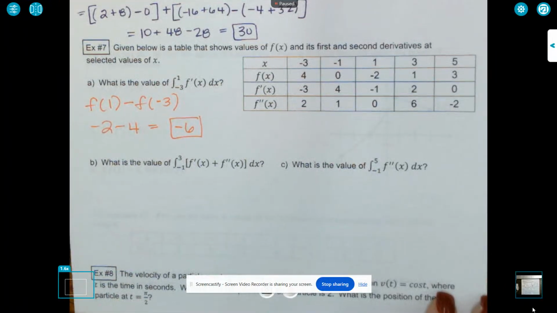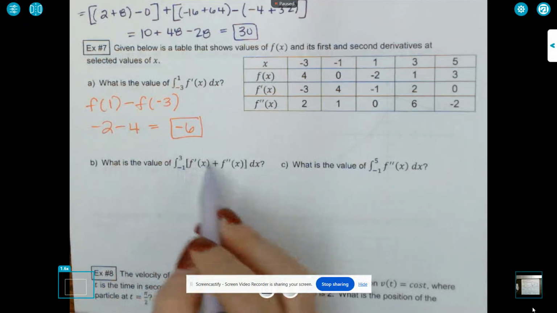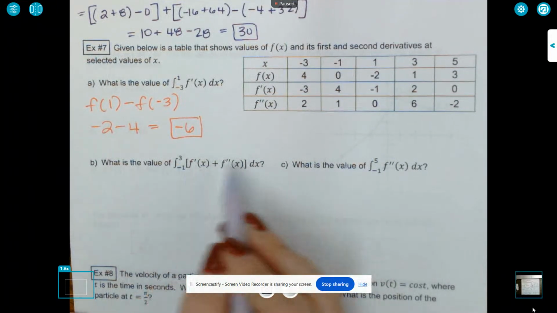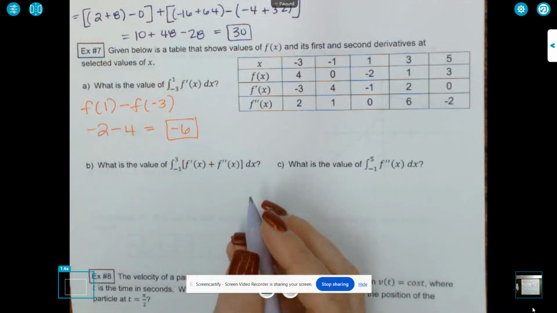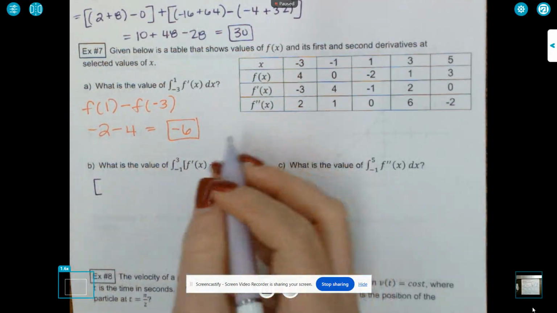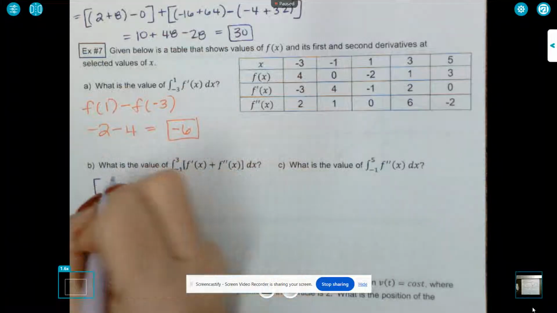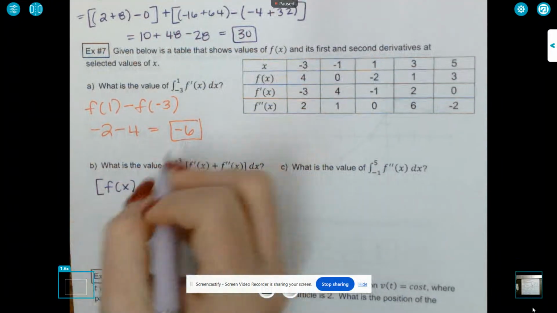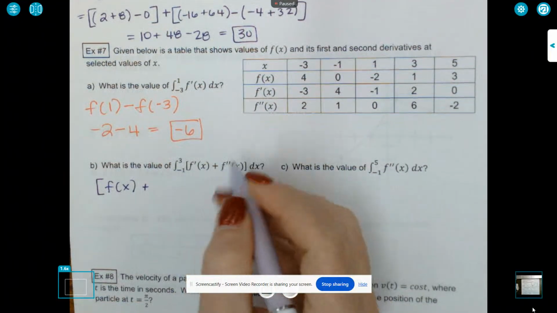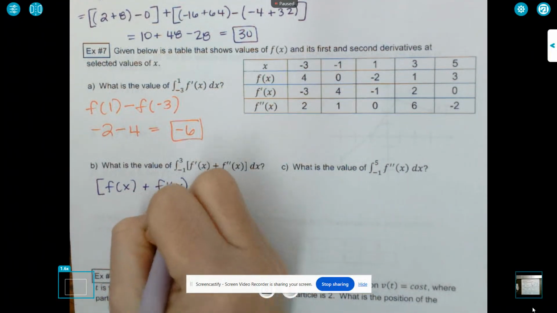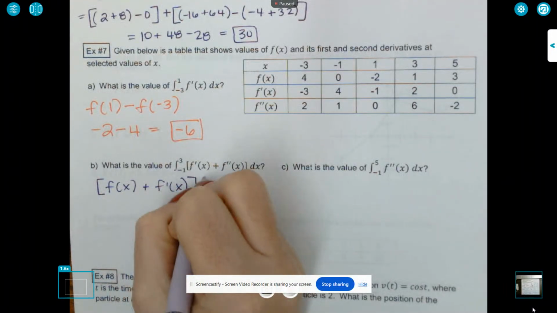All right, what's the value of the integral from -1 to 3 of f prime of x plus f double prime of x dx? Well, let's think about it. If I apply the antiderivative here, since it's a definite integral, the antiderivative of f prime of x would take us one above, which is going to be f of x, plus the antiderivative of f double prime would be f prime, from -1 to 3.